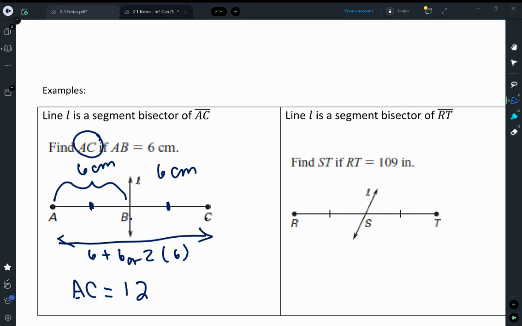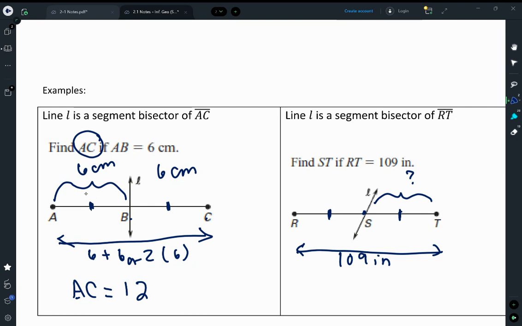For the next one, I am told that line L is a segment bisector of segment RT. This one goes at an angle, but it doesn't matter. S is still going to be the midpoint. It's still the middle of the line segment. And we have marks here to show us that RS is the same as ST. We know that RT, that entire thing, is 109 inches. This time I want to find ST. So I'm looking for this one right here.